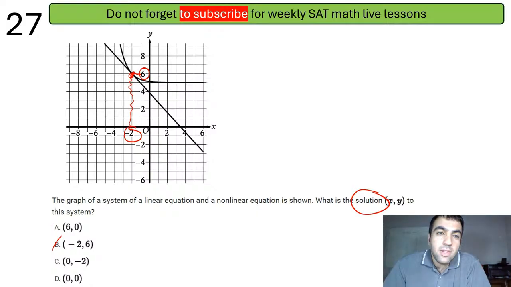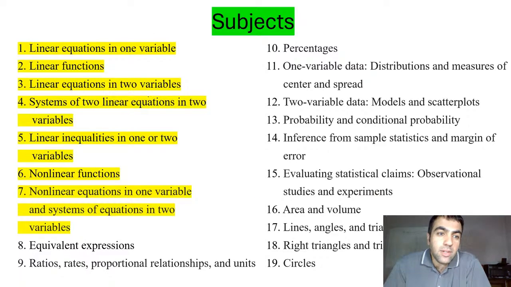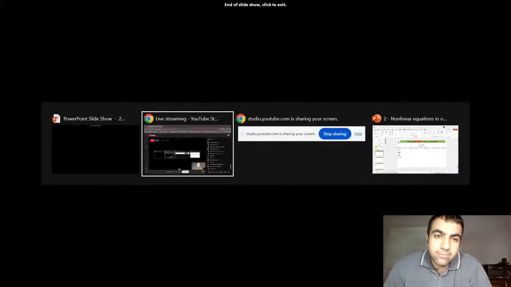Okay. Now we finished nonlinear equations in one variable and systems of equations in two variables, easy equations, which College Board published. Okay. Next week we are going to solve equivalent expressions. If there is not a question, I am going to end this stream, leave the lesson. Is there a question?